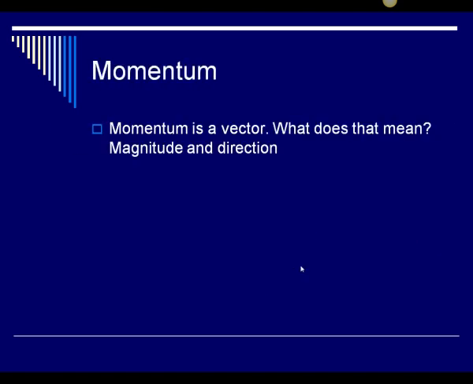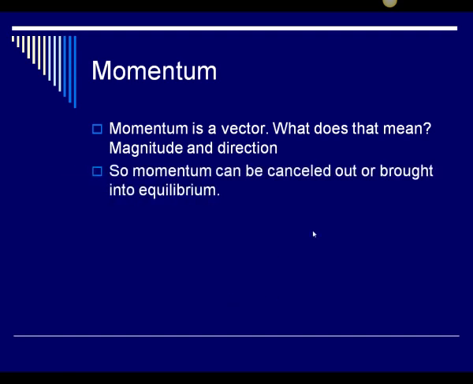All right, again, like just about everything we worked with this year, remember momentum is a vector. Vectors have magnitude and direction. So momentum can be canceled out or brought into equilibrium. Remember we did balance torques in the last section? Now we're going to be balancing momentums, basically.